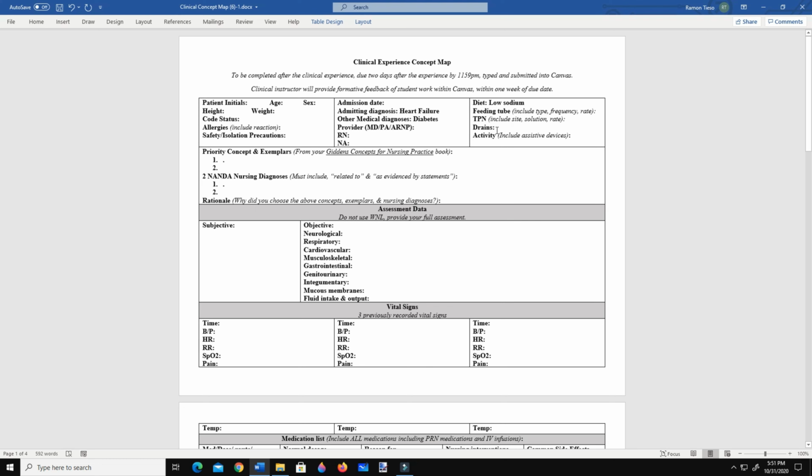And drains. If they happen to have any drains, like maybe a post-surgical Jackson Pratt drain or something, you could put that right here. Activity. There should be an order there of their activity level. They might be on bed rest, right? So they might be on a bed rest limitation, or they might have up with assistance, right? Bathroom privileges. BRP, you'll see on their bathroom privileges. That goes in this spot here, and you should be able to see that right there on their admitting page. It'll have an area that says activity, and you just put what it says, right?